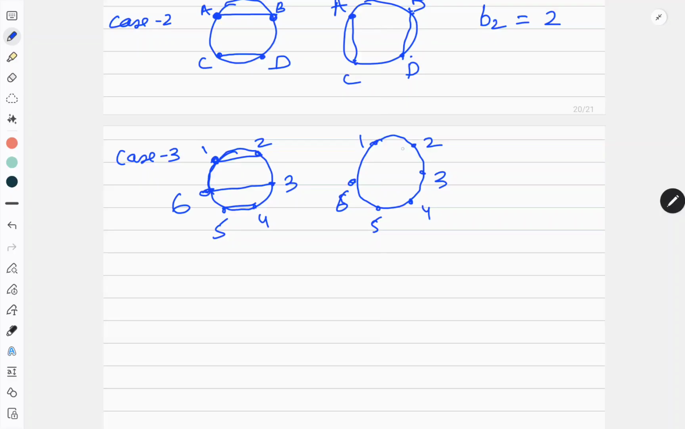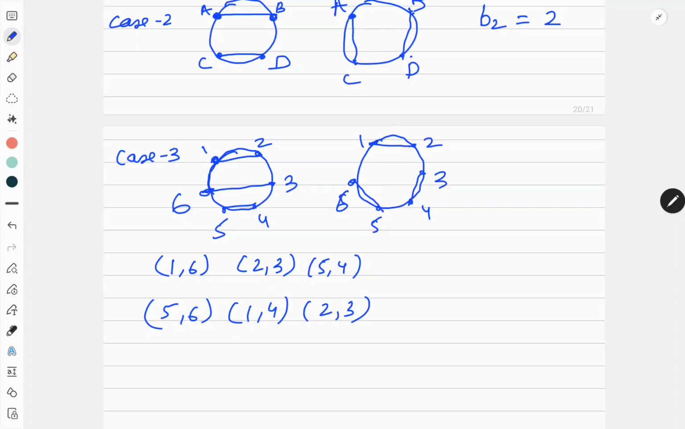So how can they do it? 1, 2 can do, 3, 4 can do, 5, 6 can do. This is another combination. Now the other way, if you again draw the same thing, 1, 6 are doing, 2, 3 are doing and 5, 4 are doing. You can make a circle and put it like this. In another way, 5, 6 are doing, 1, 4 are doing, 2, 3 are doing, then 1, 6, 2, 5, 3, 4.